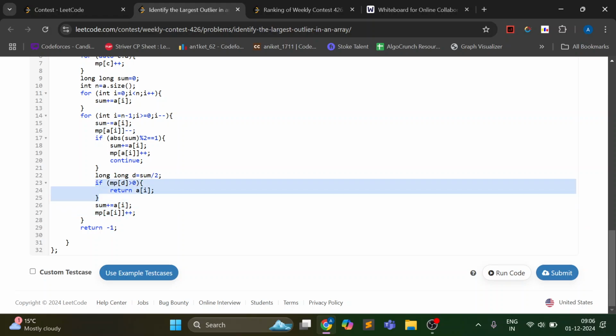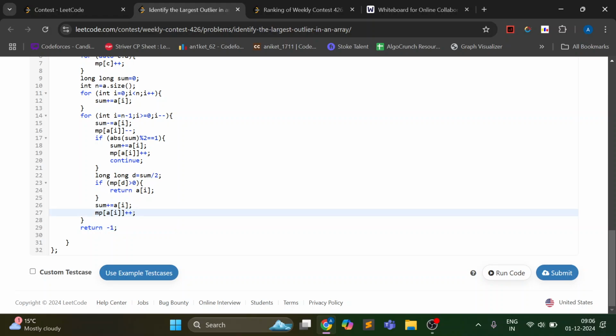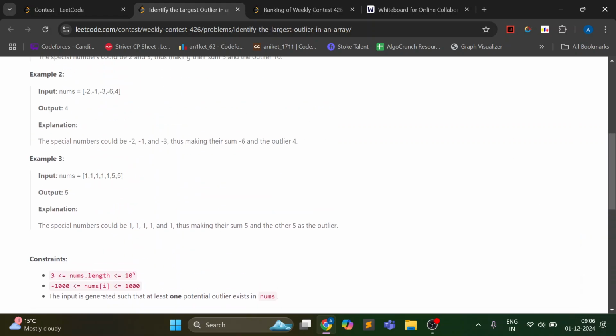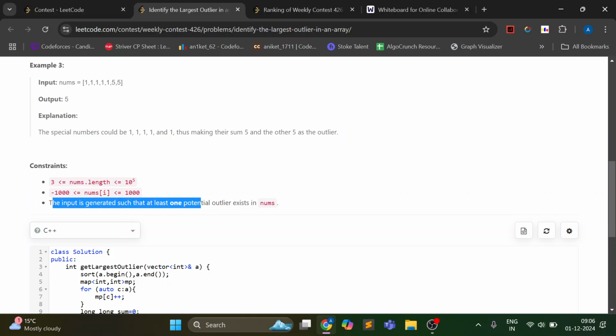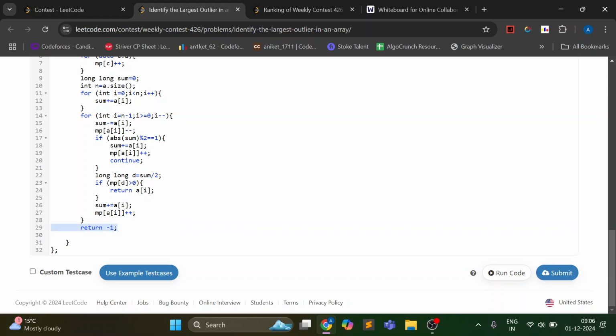After this, I'm re-adding the sum with a of I. So the next index should consider the total sum of the array. Similarly, I'm re-adding the frequency of the outlier. And this -1 is not required because the input is generated such that at least one potential outlier exists in nums. So this is just to handle the compilation error when you return nothing.